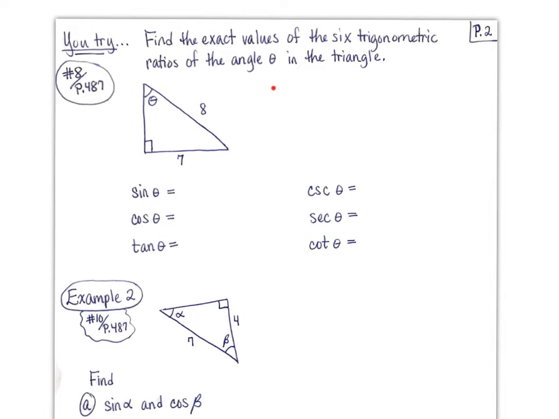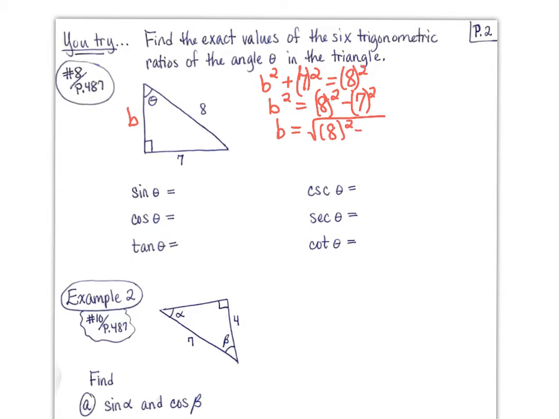So you have, this is b, so you would have b squared plus 7 squared is equal to 8 squared. Or in other words, b squared is equal to 8 squared minus 7 squared. And technically you put all of that in parentheses, right? And then that means b is equal to the square root of 8 squared minus 7 squared, the square root of 64 minus 49, which is equal to the square root of 15.